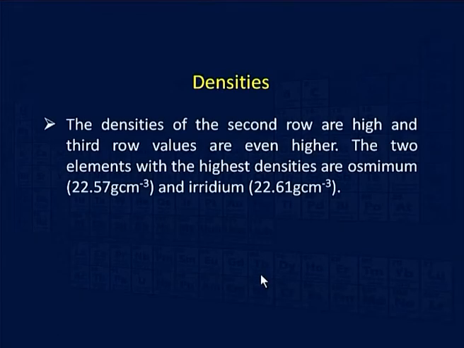Let us now understand the densities of these metal ions. The densities of the second row are high and the third row are even higher. The two elements, particularly osmium and iridium, have very high density. Osmium has a density of 22.57 gram per cubic centimeter, while iridium has a density of 22.61 gram per cubic centimeter.